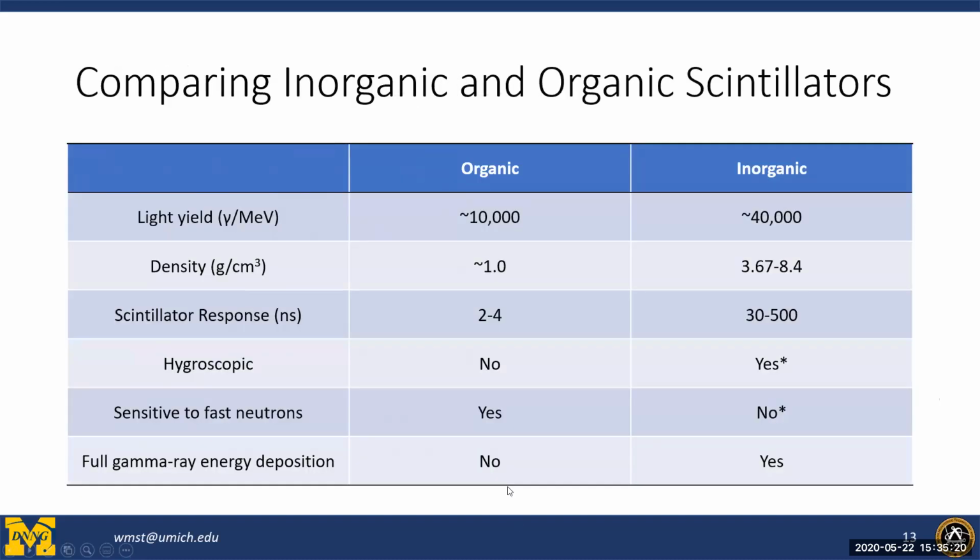A quick comparison between some organic and inorganic scintillators to give you a rough idea. Light yield: generally the inorganics are going to have higher light yield. Density: generally they're going to have a higher density. They're also going to have a higher Z, better for gamma ray interaction. For the scintillator response, the organics tend to be much, much faster, with a 2 to 4 nanosecond response time versus the inorganics, which tend to be 30 to 500 nanoseconds.